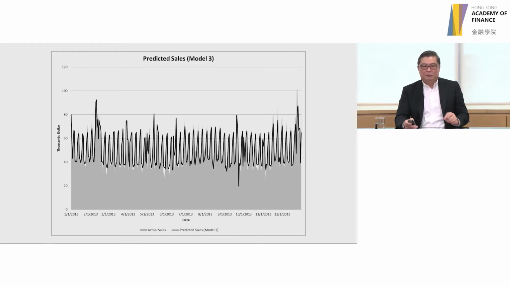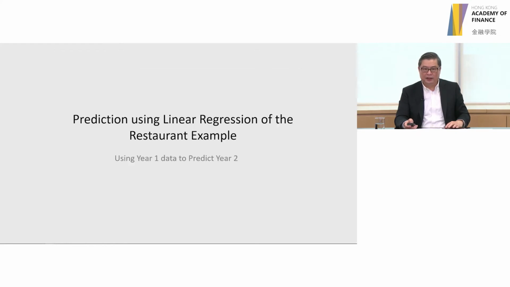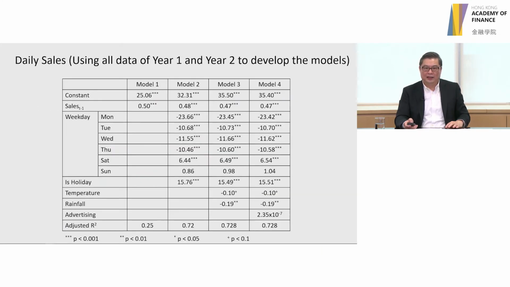So this example is very interesting because it illustrates that prediction and the conclusion that we draw from inferencing are all aligned. Okay? Model 2 gives the base incremental contribution. So the major factors are whether it's a weekday or whether it is a holiday. Okay?